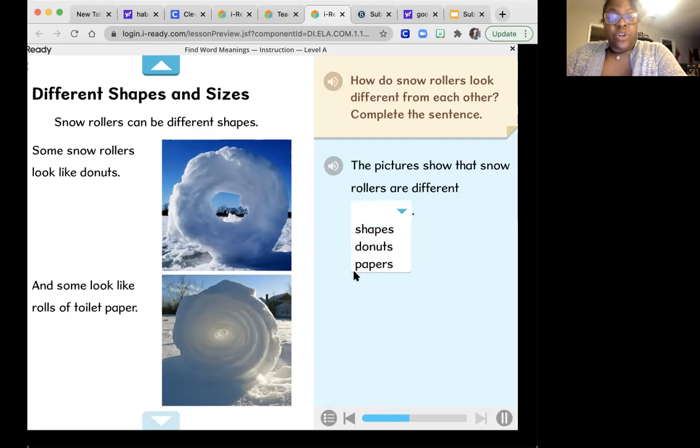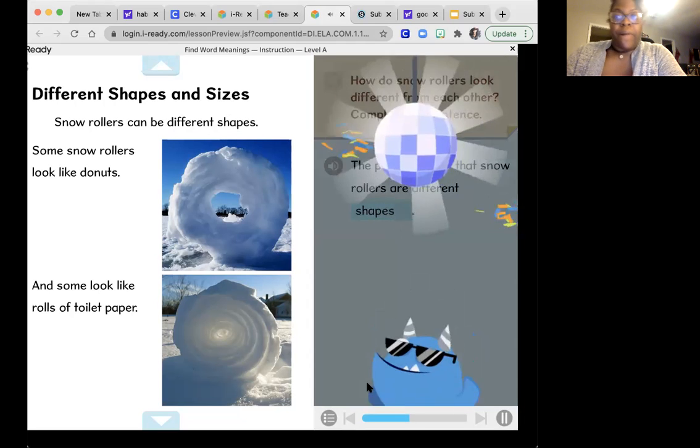Shapes, donuts, or paper. Well, let's look at this. We know that it can look like a donut or look like toilet paper, but when it talks about different, it talks about shapes. Do we see that? So let's click on that. That's it.